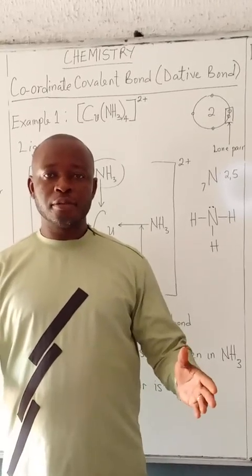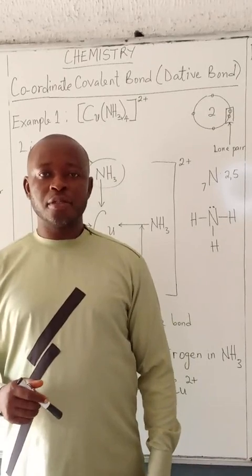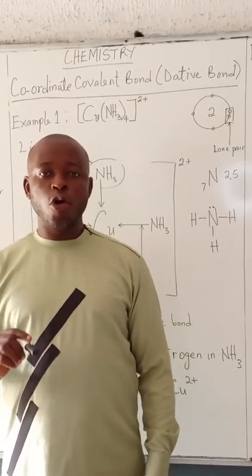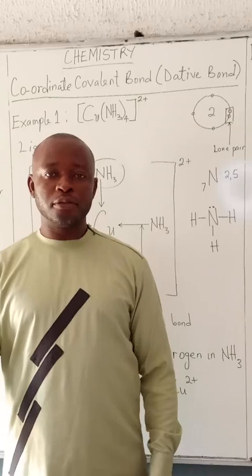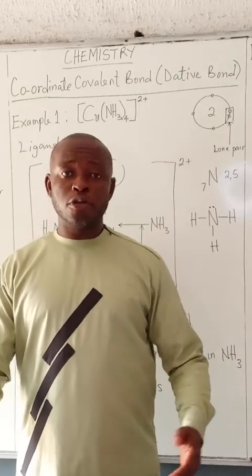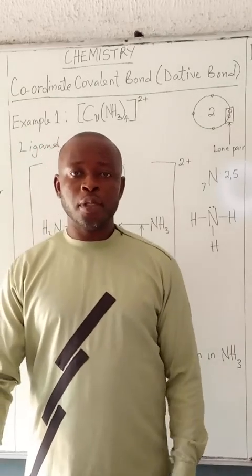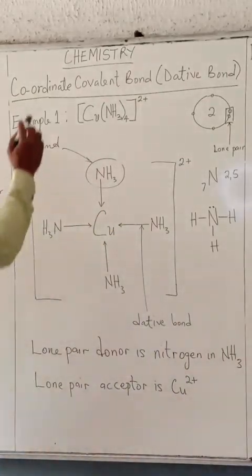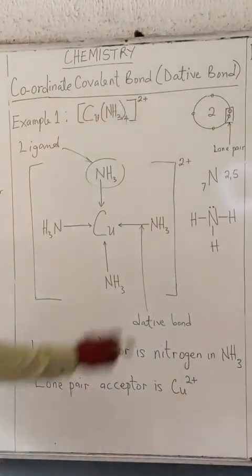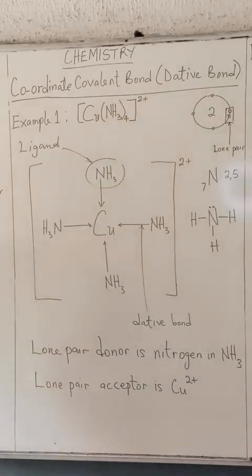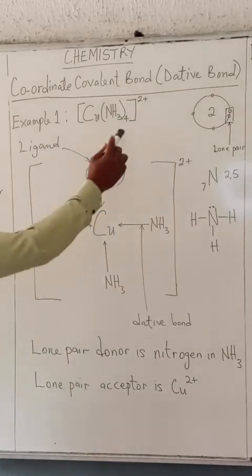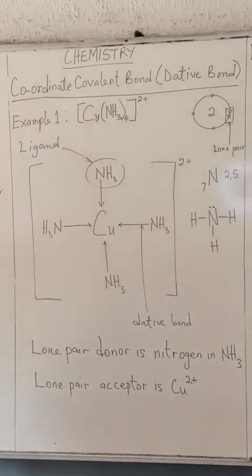Hello students, today's chemistry class is on the topic coordinate covalent bond. It is also called dative bond. An example is on the board here. The example is tetraamine copper 2 ion.